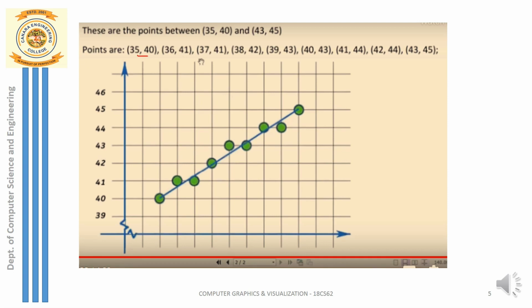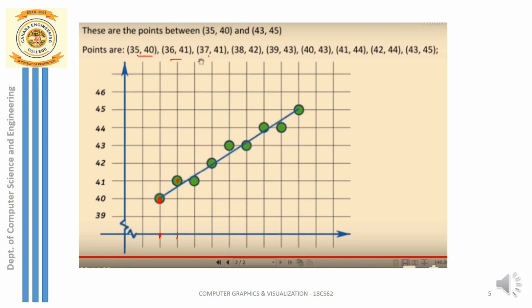So 35, 40 was given to you. That was our first point. You can see here 35, 40. We have assumed that this is our 35 and this is 40. So this is the first endpoint that we have plotted. And what is the next point that we got? 36, 41. So our 36, 41 is over here. Assume this is our 36 and this is our 41. So we got our next point.